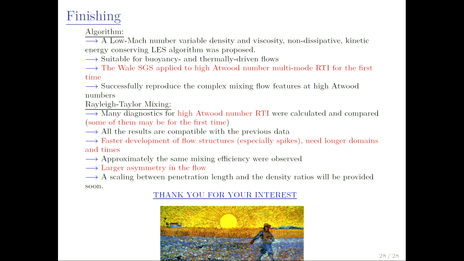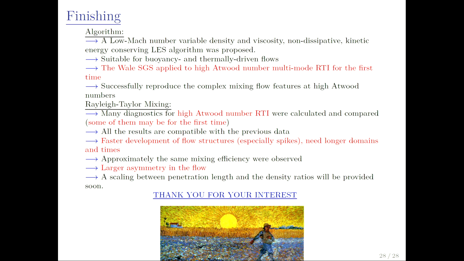I'm summarizing. There are two findings of this work that confirm other results. The high Atwood number needs longer domains and times due to the faster development of flow structures, especially spikes. And this brings larger asymmetry into the flow structures. I will provide a scaling factor at the end of my whole work.